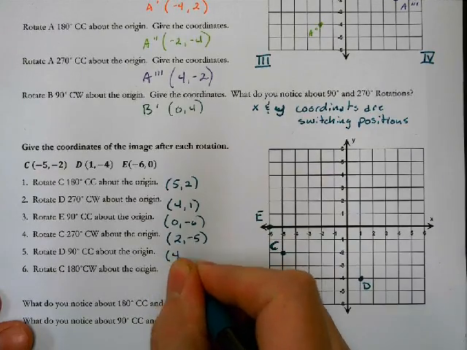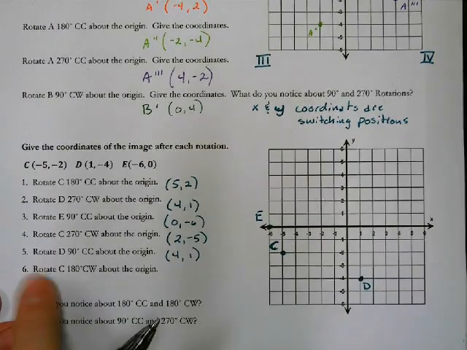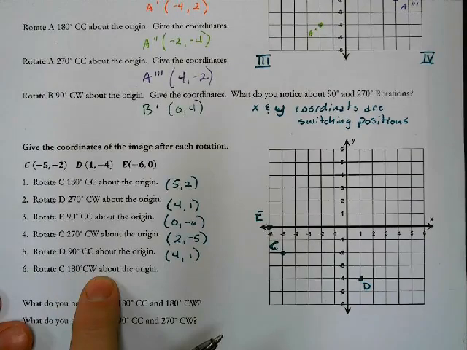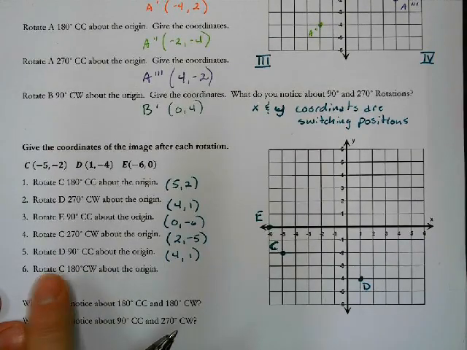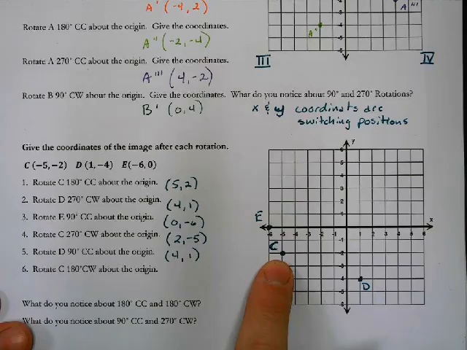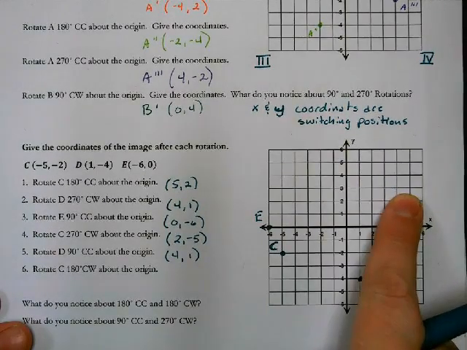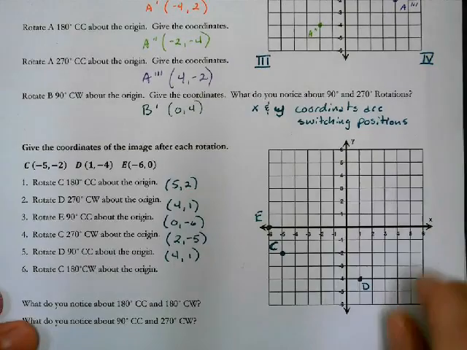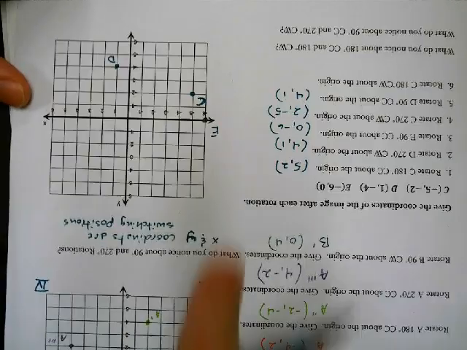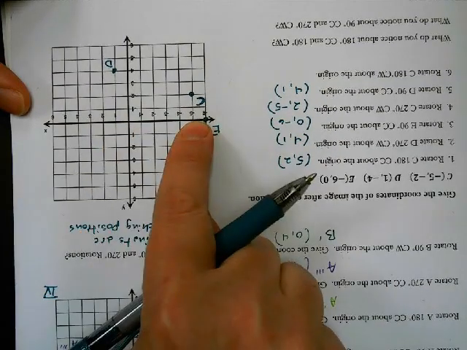Rotate 180 degrees clockwise. So we're going to take C, this one, and go 180 degrees clockwise. All right, so 180 degrees clockwise, that's going to be 1, 2. So we should be in the first quadrant. Let's see if that happens. 1 and 2. Of course, that's where we are. We are at the point 5, 2.